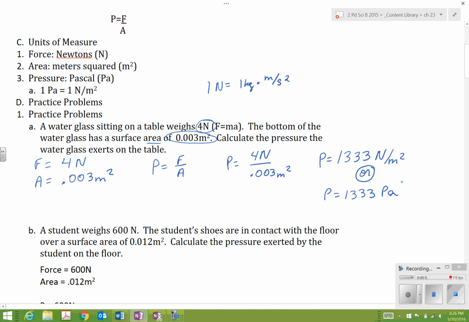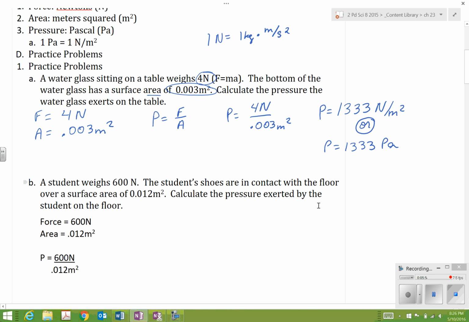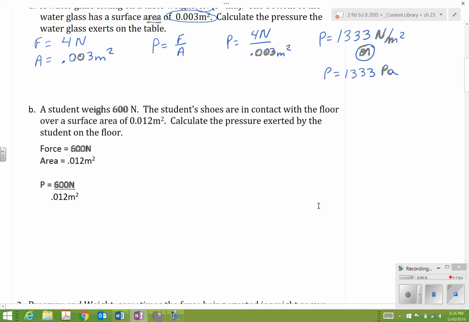Let's look at another example. It says a student weighs 600 newtons. There's our given, force equals 600 newtons. The student's shoes are in contact with the floor over a surface area of 0.012 meters squared. Calculate the pressure exerted by the student on the floor. So we have identified our area.